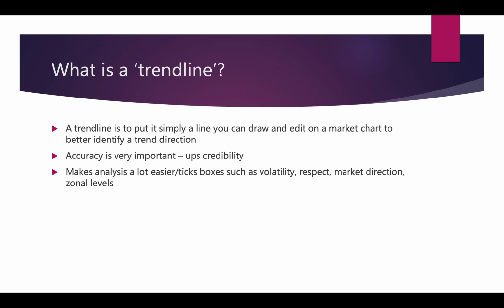So what is a trend line? Literally, the definition is in the name. A trend line is, to put it simply, a line you can draw and edit on a market chart to better identify the trend direction. So you draw a line to identify where price is going. If you draw a line that goes up, price is going up. If you draw a trend line in the downward direction, price is going down. All right, it's very, very simple. But accuracy is very important because it ups credibility, sort of confluences, for yourselves when setting up potential trades.